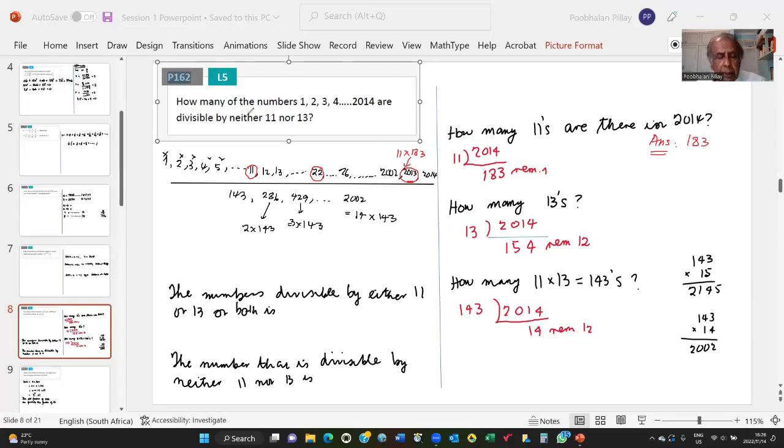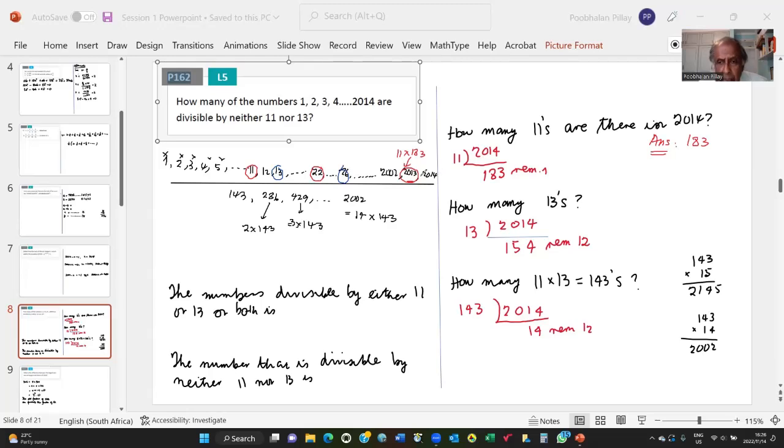All right, but the question also says it must be divisible by neither 11 nor 13. So let us look at all the multiples of 13. So you have 13, and you have 26. 13 times 2 is 26. And now the same question, how many 13s are there in 2014? And you do the same thing here, and you'll see you get 154, remainder 12.